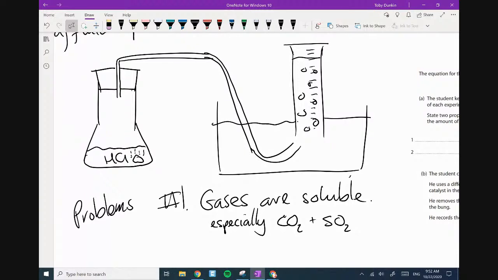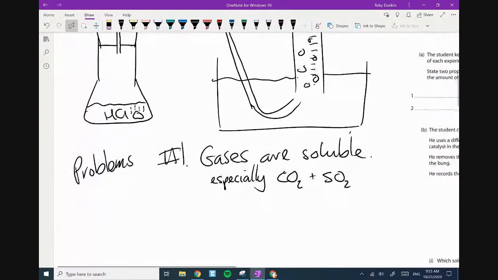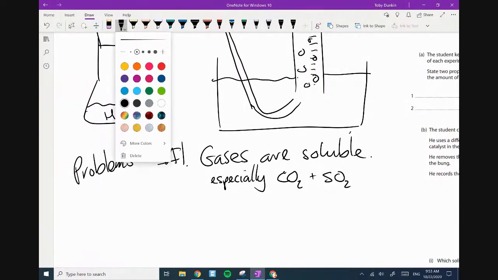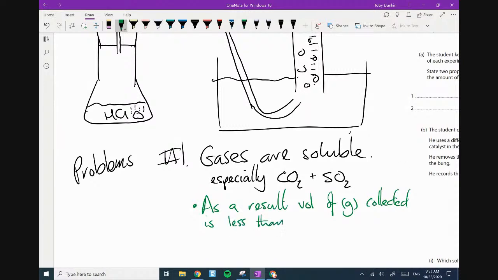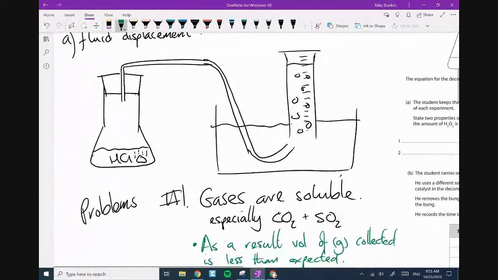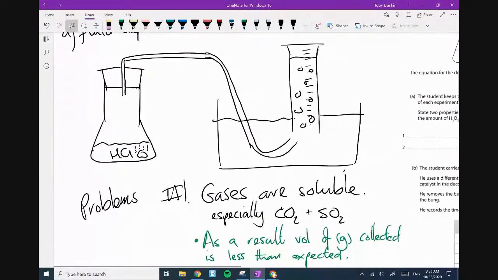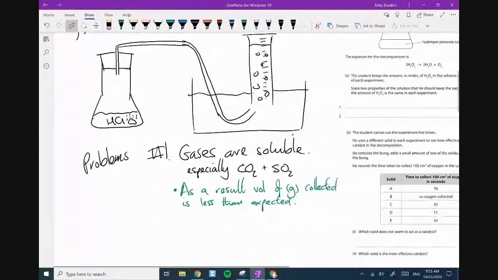So you notice that hydrogen isn't in this list. Hydrogen is not particularly soluble, but it is a little bit. So gases are soluble. What that means is, as a result, the volume of gas collected is less than expected. They always ask these questions. So, fluid displacement.